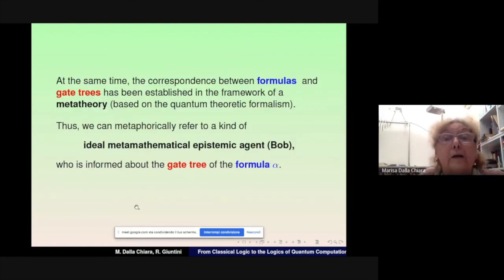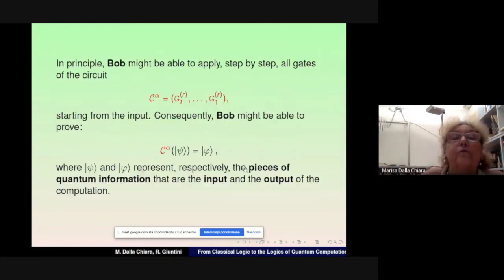At the same time, the correspondence between formulas and gate trees has been established in the framework of a meta-theory, as we have done, based on the quantum theoretic formalism. Thus, we can metaphorically refer to a kind of ideal meta-mathematical epistemic agent, say Bob, for instance, us. We might be Bob in this particular case. We are informed about the gate tree of the formula alpha.